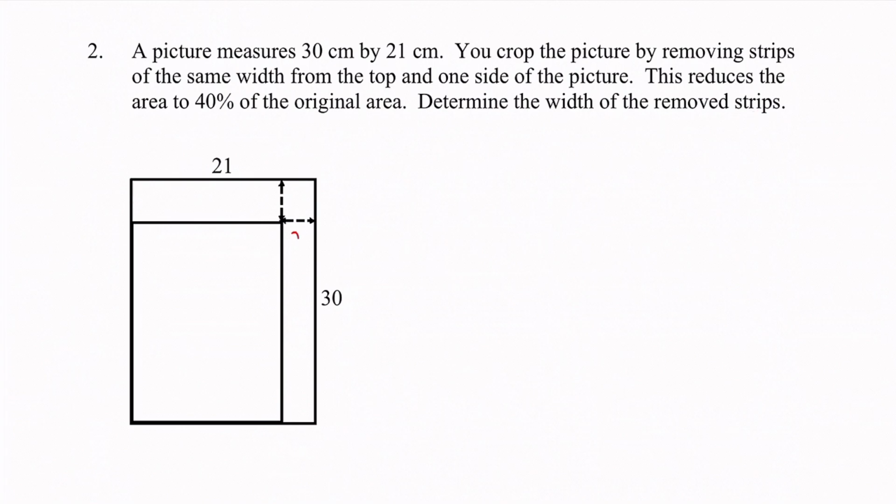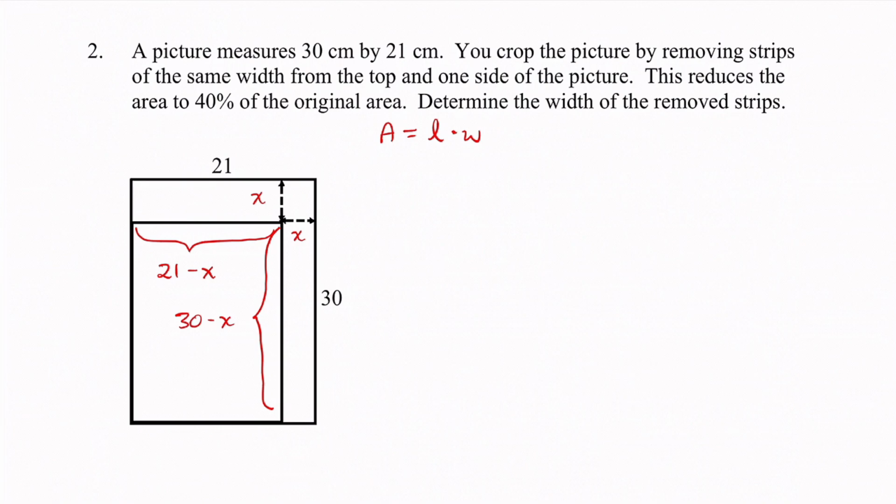So let's say that these removed strips were of width x. So if I know that that is of length x, if I wanted to find, say, this section right here, I know all the way across was 21, and then if I remove it back x amount, that's going to be 21 minus x. Same kind of idea going this way. The whole thing was 30, but then I took off x, so that's 30 minus x. So now I know the length and the width of this smaller rectangle. And just to remind you again, area is length times width.